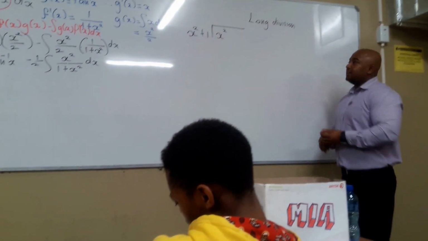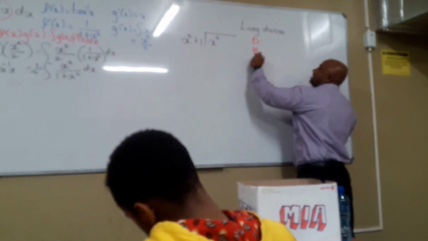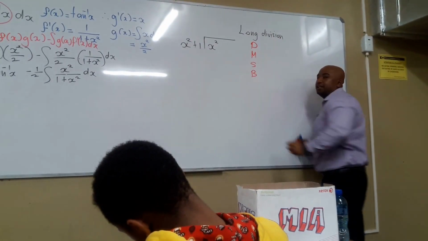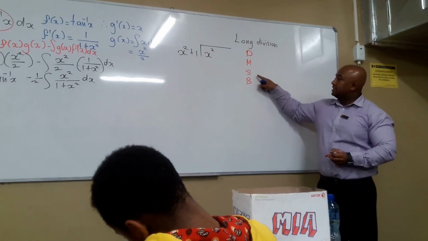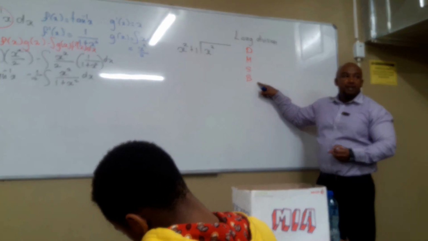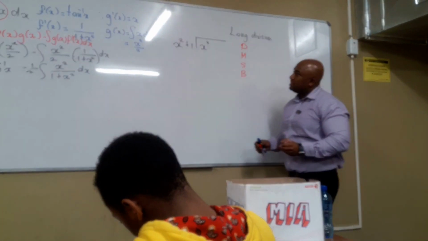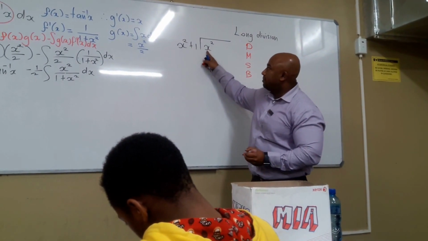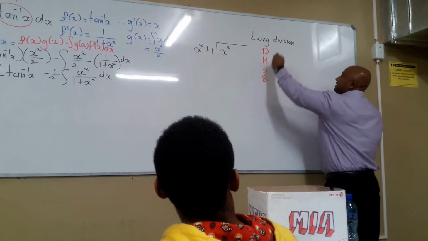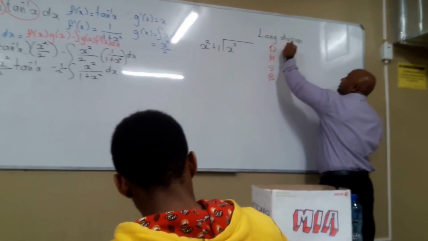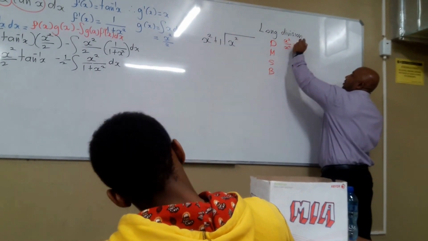Long division, the rules are D, M, S, B. Divide, multiply, subtract, bring down. Okay, so how do we divide? When we divide, we take the first term divided by the first term. So that will be x squared divided by x squared, which is equal to 1.